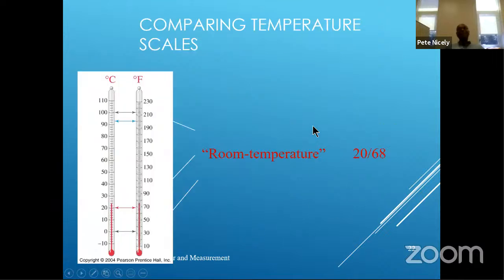Okay, let's talk about another unit of measurement with respect to temperature.